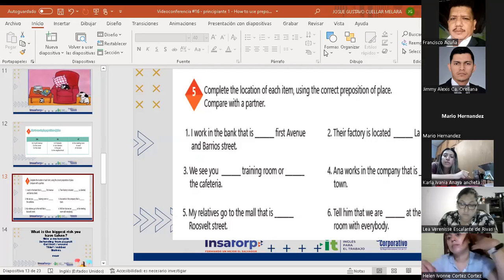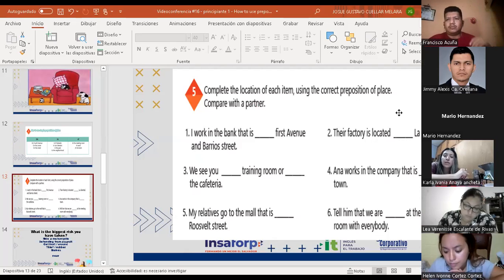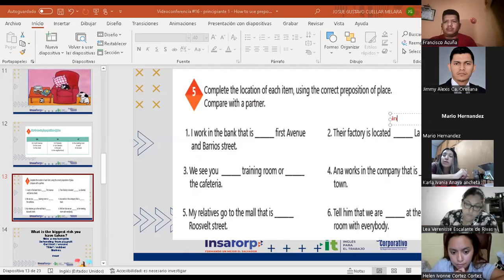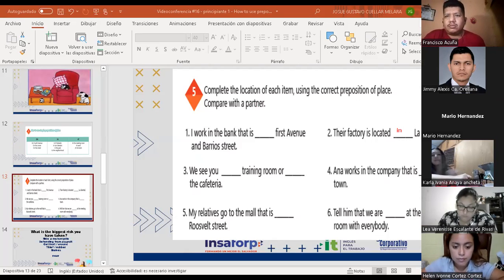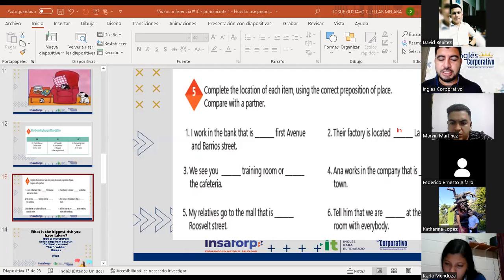Number two. Their factory is located in La Libertad. Yes, located. In La Libertad, perfect. Located, okay. Yes, thank you. Okay, what about... Jocelyn, then Marvin.